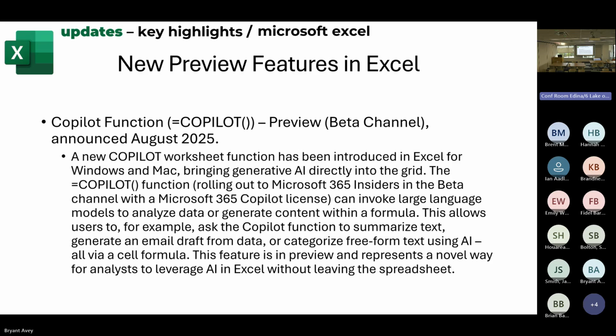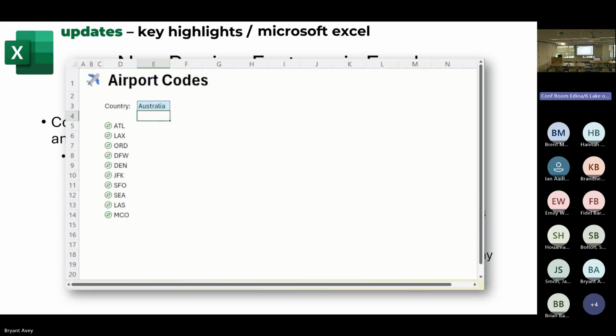Some really cool stuff happened in Excel. The first one is the new preview feature for the Copilot function. You just do equals Copilot, open paren, and you give it a command, and it kind of does stuff.